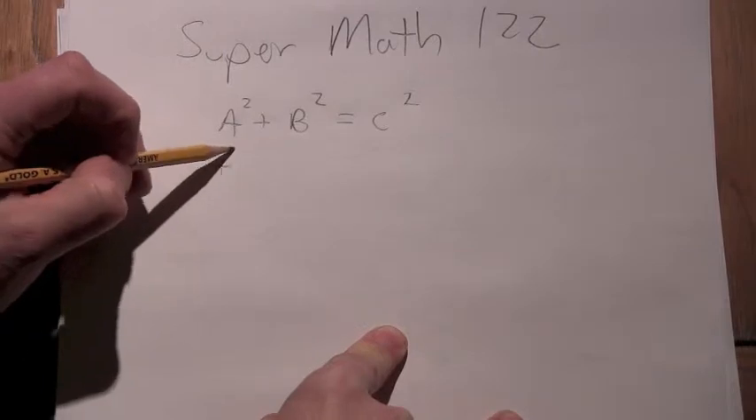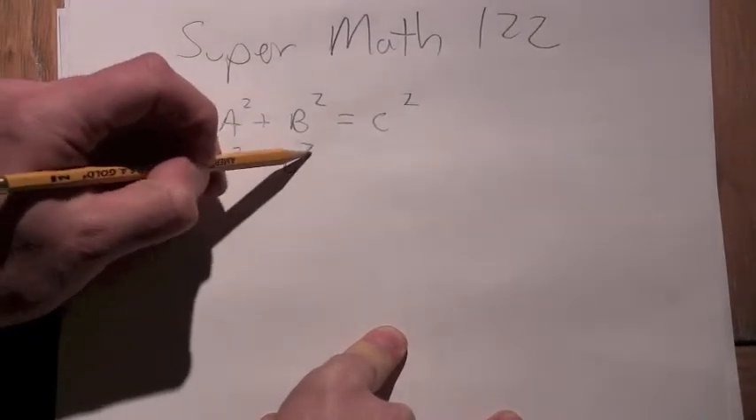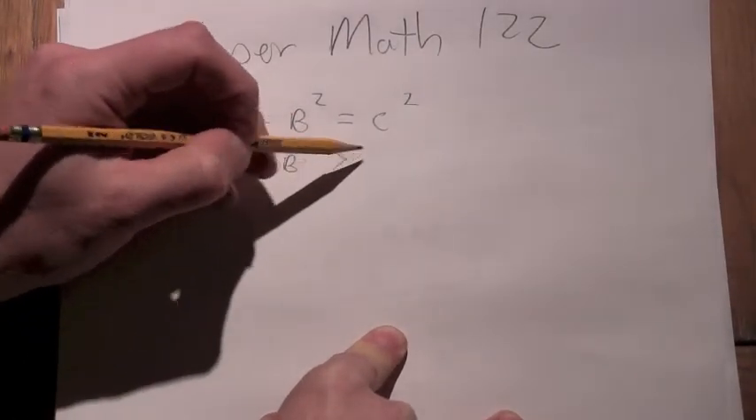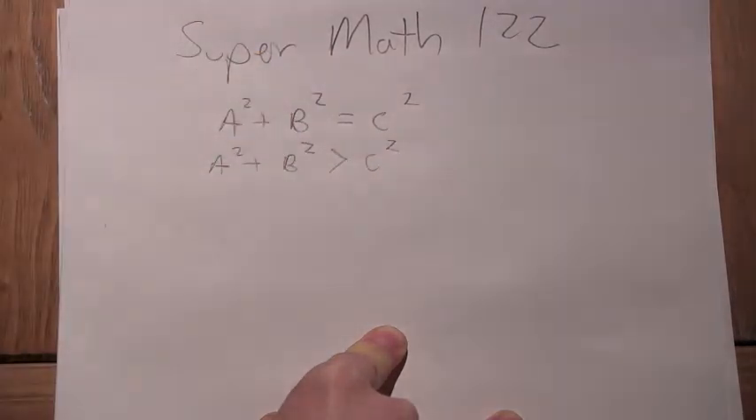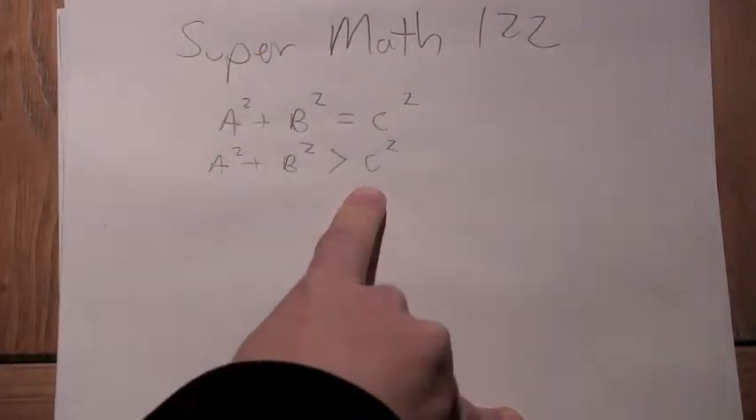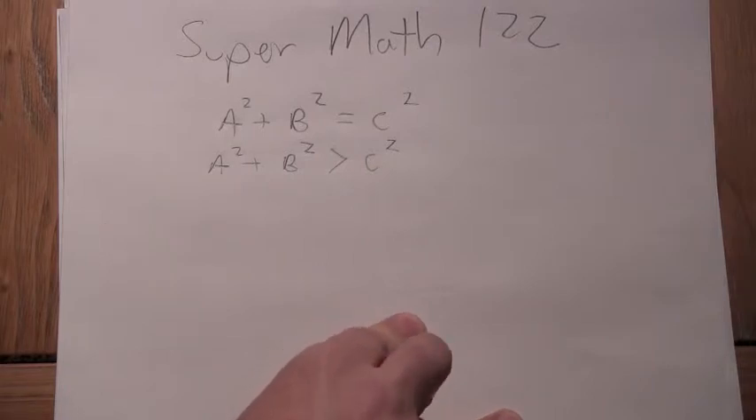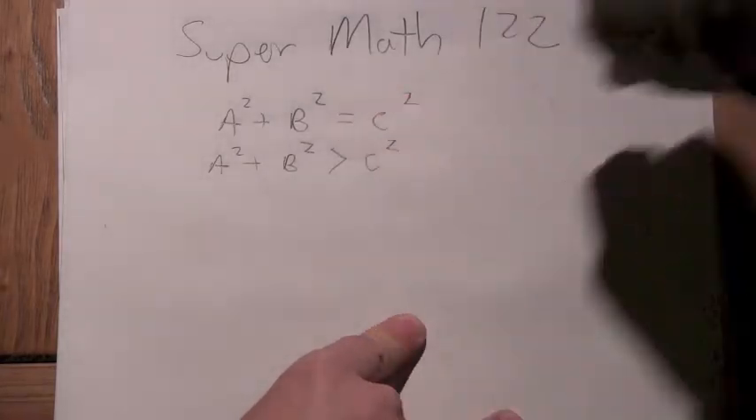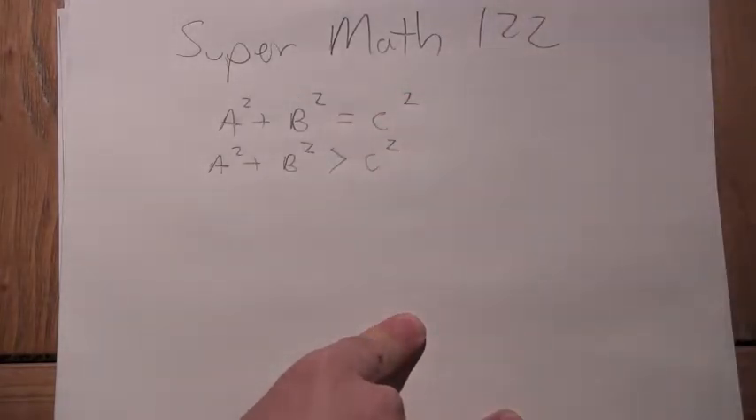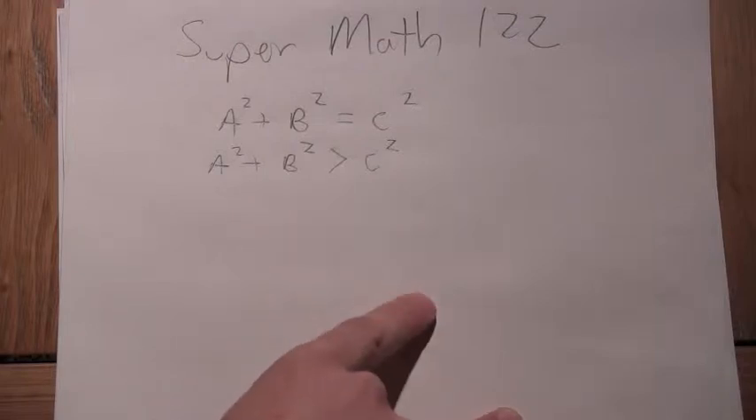And if a squared plus b squared is greater than c squared, what can we say about the angle opposite c? So C is obtuse. Okay, why would that be? Well, because a squared plus b squared... Wait. It's greater than c squared? Yeah, a squared plus b squared is greater than c squared.